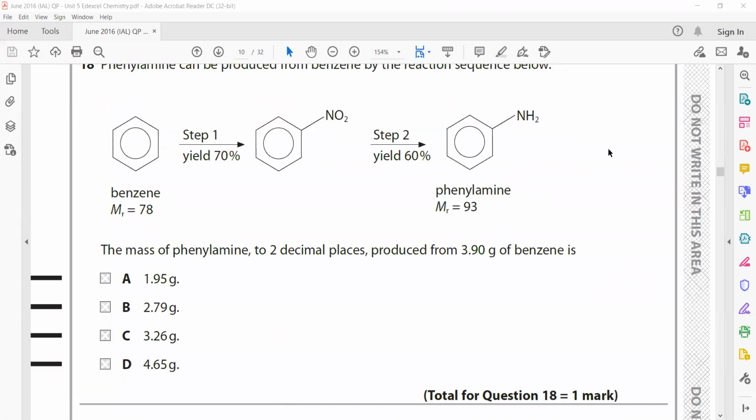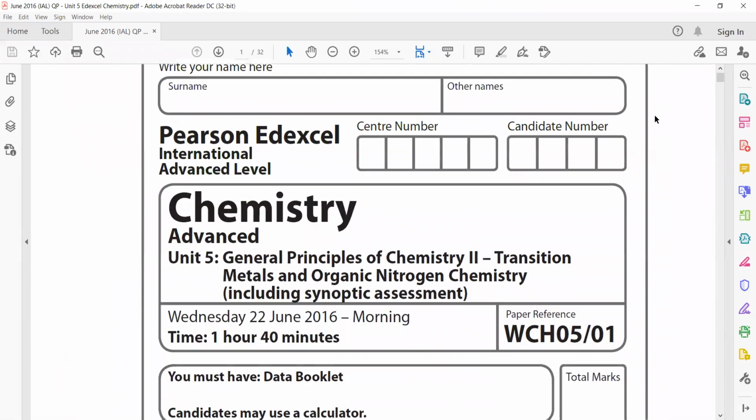So this was Unit 5 of IAL Chemistry from June 2016.